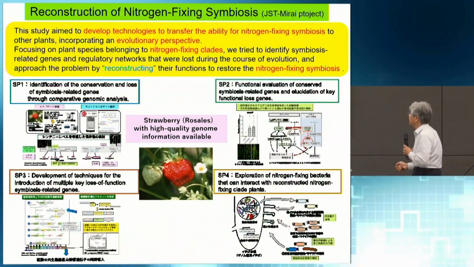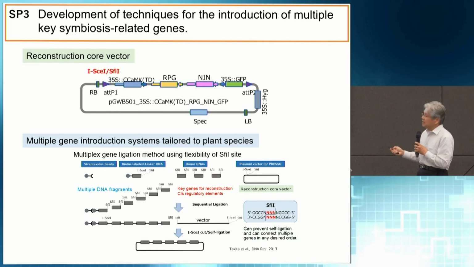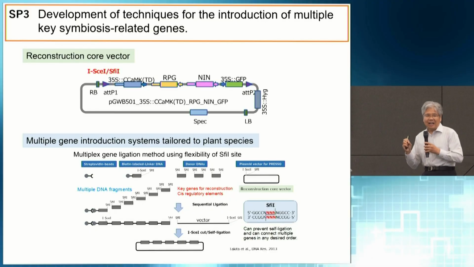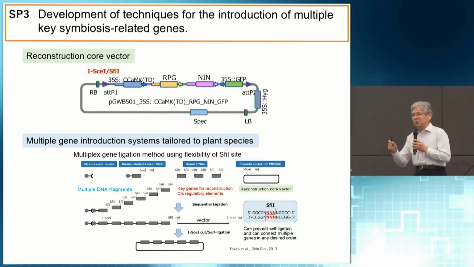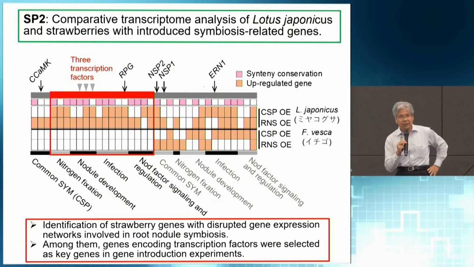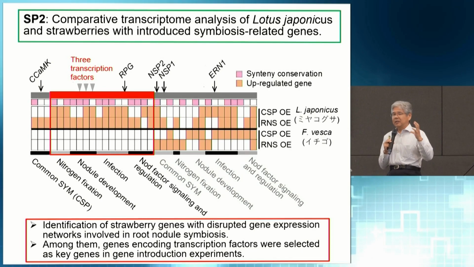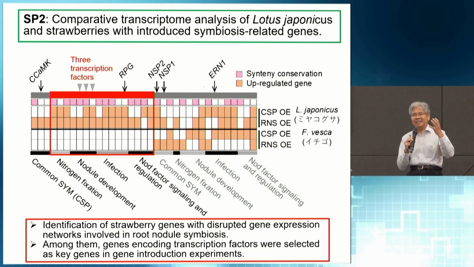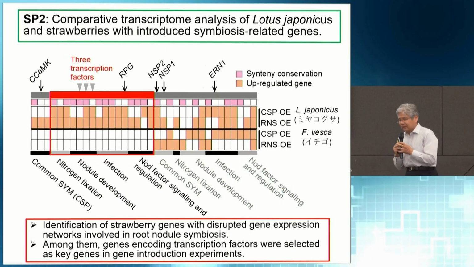So in sub-project 3, we create the core vector which carries RPG and NIN, commonly introduced to this project. And in sub-project 2, we check the remaining genes, or the genes which lost the function, from the viewpoint of the gene function.